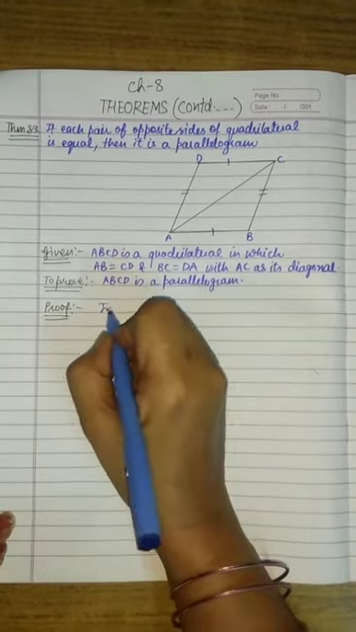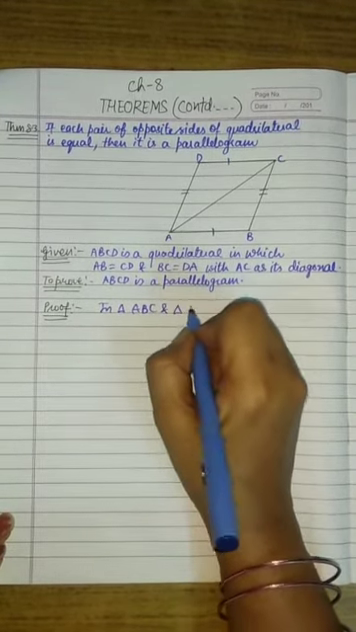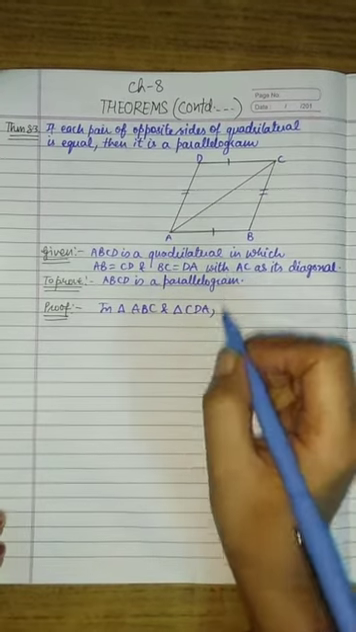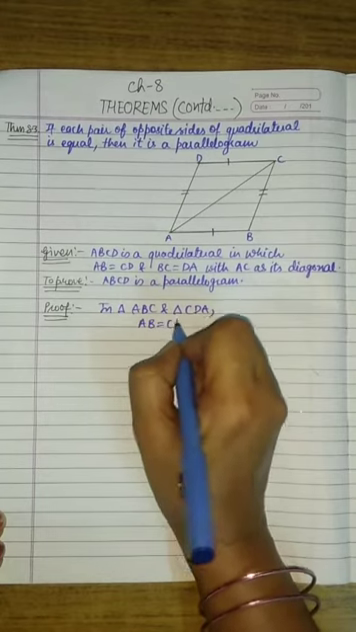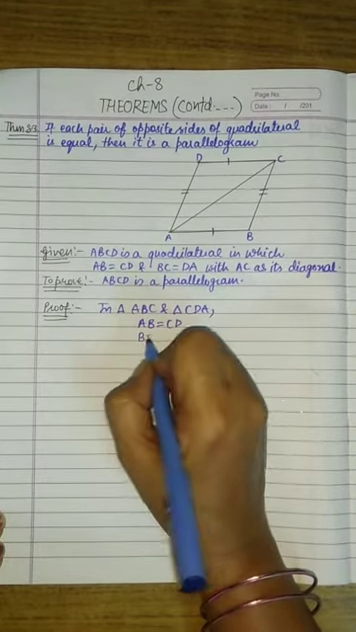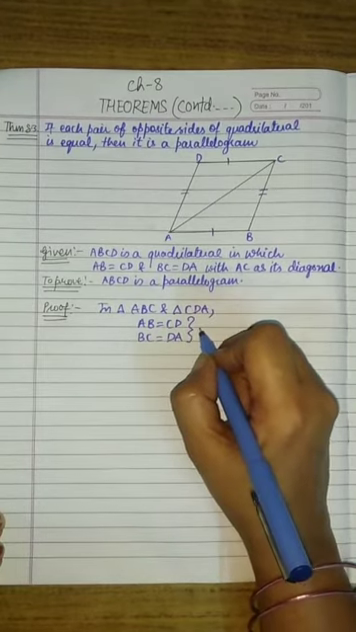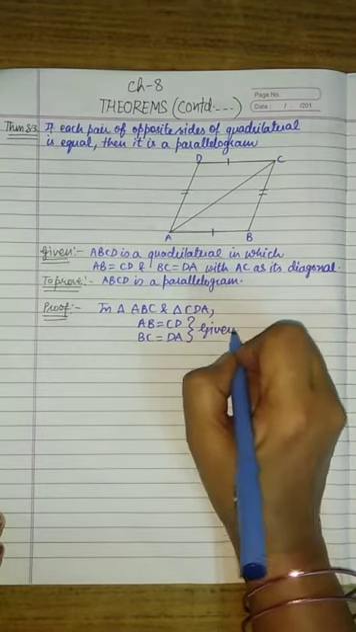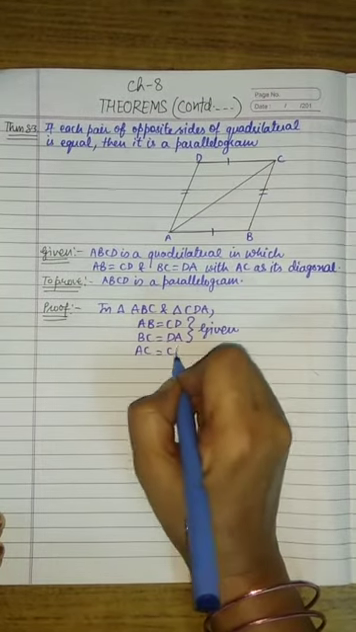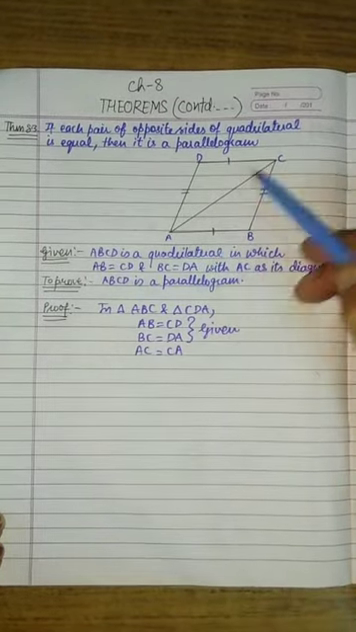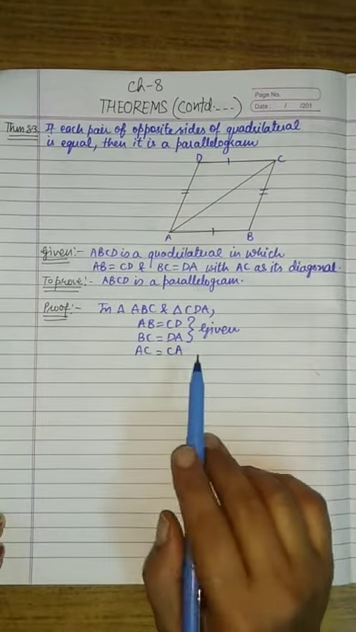In triangle ABC and triangle CDA, already we are given AB is equal to CD and BC is equal to DA. These two pairs of sides are given equal. So next, AC is equal to CA. This third side AC is common to both.